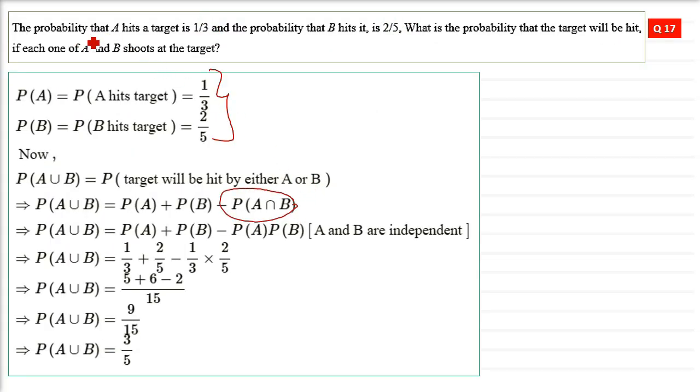The target will be hit by either A or B. If each one of A and B, that means you're talking about either A or B. So we are going with P(A union B), alright? Because P(A intersection B) will be simply 1 by 3 into 2 by 5.